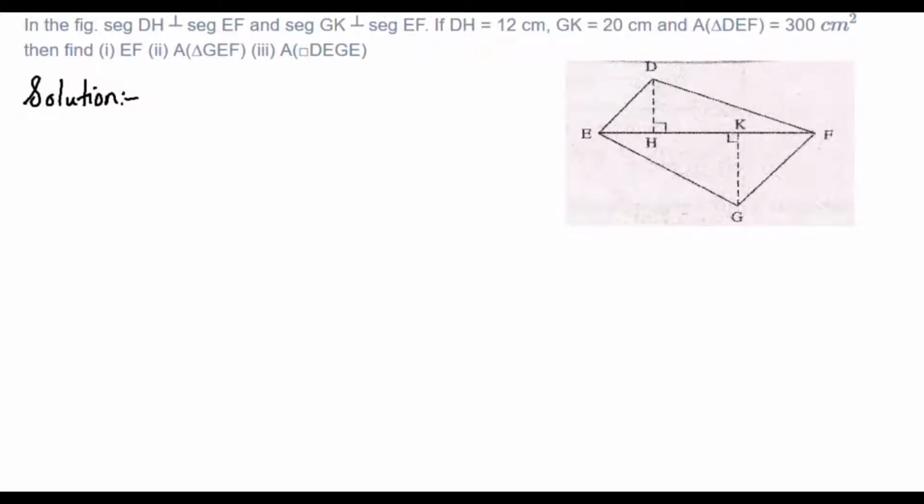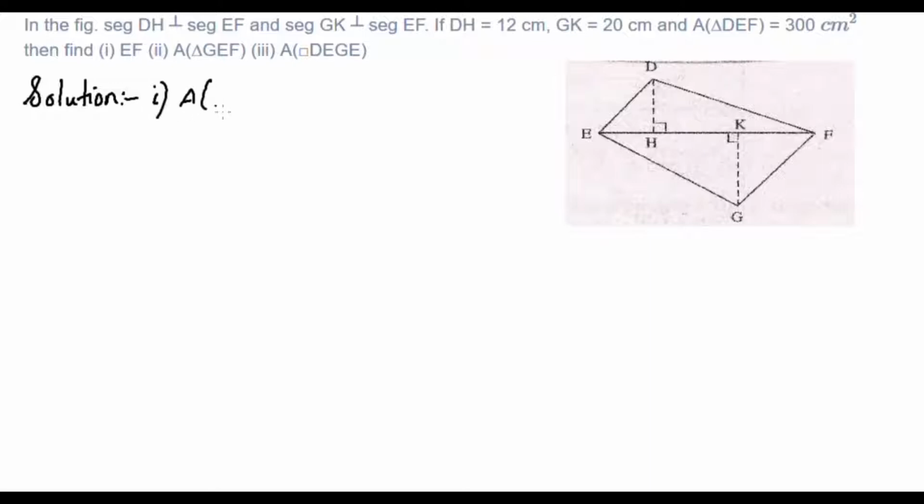Hello guys, welcome back. In this, again, this type of sum is of the area of triangle type. Okay, so in this we'll be finding EF, the area of triangle GEF, and then the area of quadrilateral DEGF. We have been given the area of DEF as 300. Okay, so let's start.